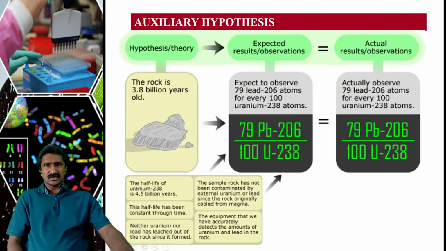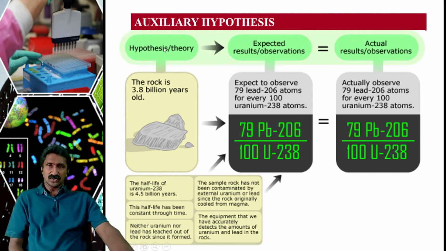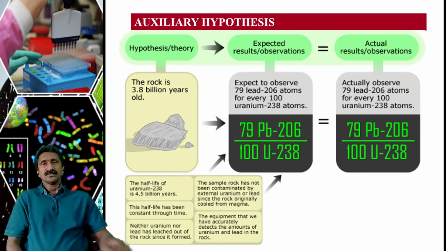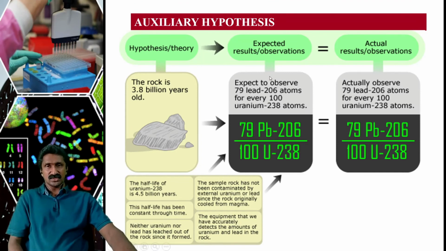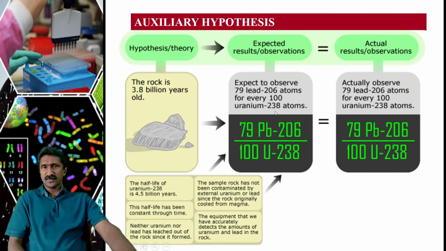Here you can see an example. There is a hypothesis or theory that the rock is 3.8 billion years old. So we have an ancient rock, and we assume that this is 3.8 billion years old. To test the hypothesis, we require some experimental portions like carbon dating, etc. And our expected result based on the science is about 79 lead-206 atoms for every 100 uranium atoms, and this is the total statistics which is given.